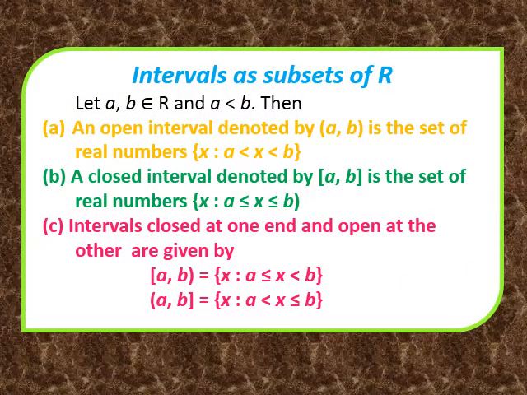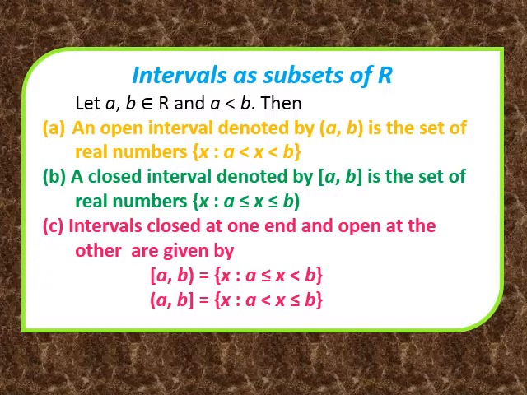Okay, next we are going to define some intervals as subsets of R. R means real numbers. So let a, b belong to R and a is less than b. Then an open interval, now look at the definition. An open interval is denoted by small bracket (a, b). Now remember these brackets, they are very important. It is the set of real numbers x such that a < x < b. It means x will be some number between a and b, but it should not be equal to a and b. x is greater than a and x is less than b. So suppose I am saying open interval (2, 5). It means all the numbers between 2 and 5 excluding 2 and 5.